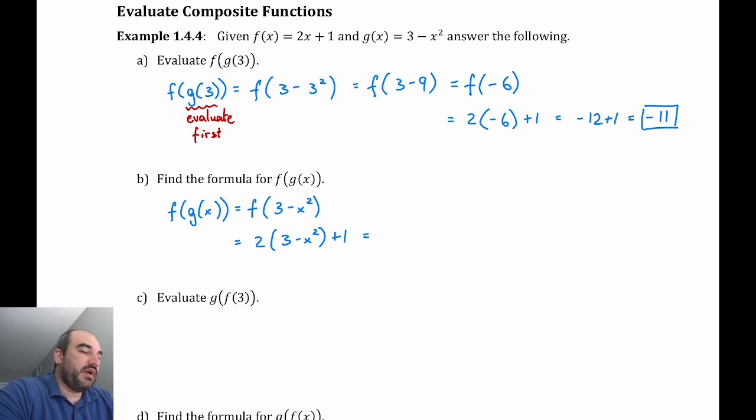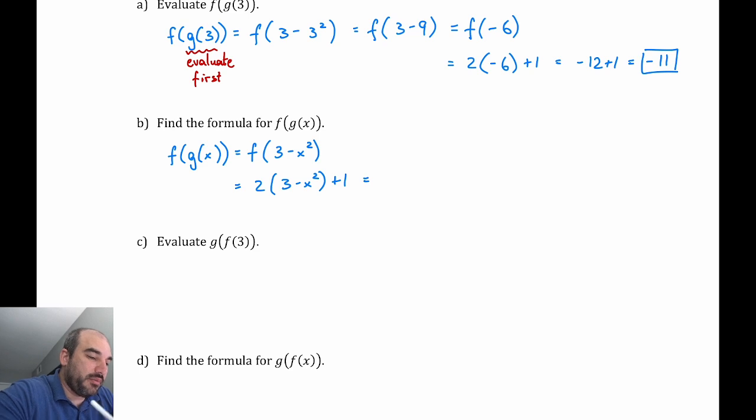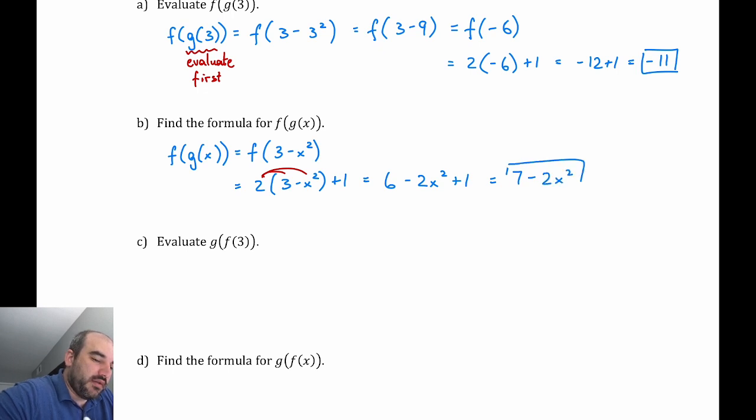And we've essentially done the composition part of this problem. We just need to simplify the expression a little bit. We'll distribute this 2 and see if there are any like terms we can combine, right? So 2 times 3 is 6, minus 2 times x squared, plus 1. We can combine the 6 and the 1 to make a 7, minus 2x squared, and there is nothing else to do with that. So we'll just box it there.